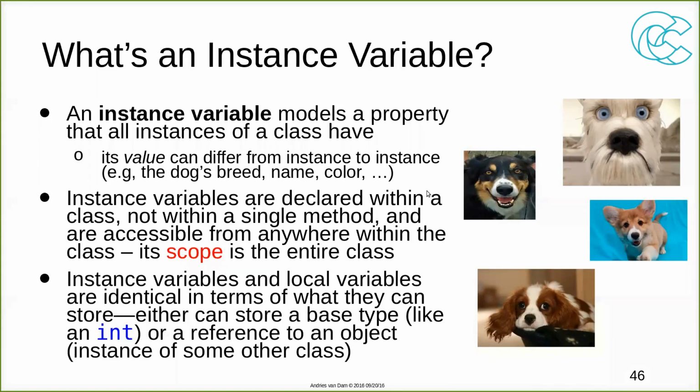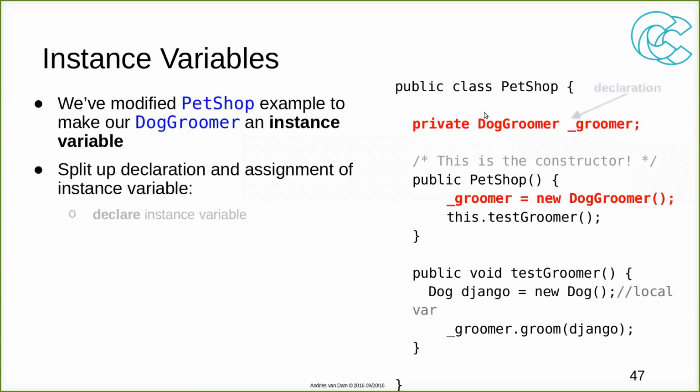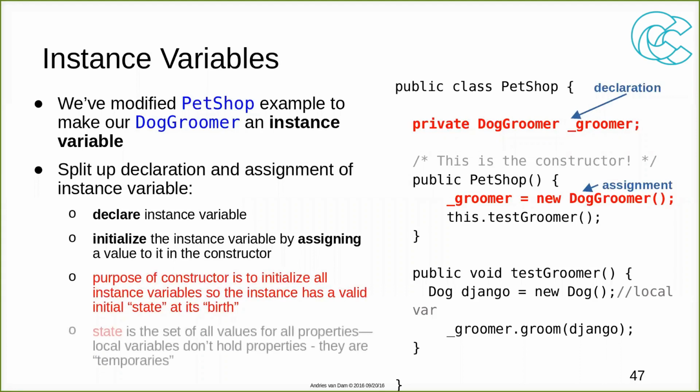So we had the test groomer, for example. Test groomer can be an instance of the pet shop. Yes, we already covered this one. Are there any questions so far?